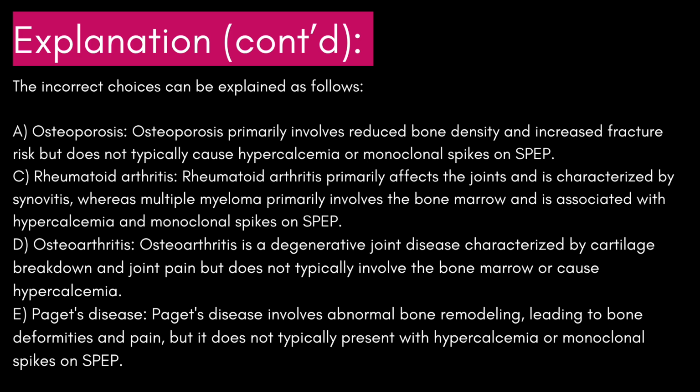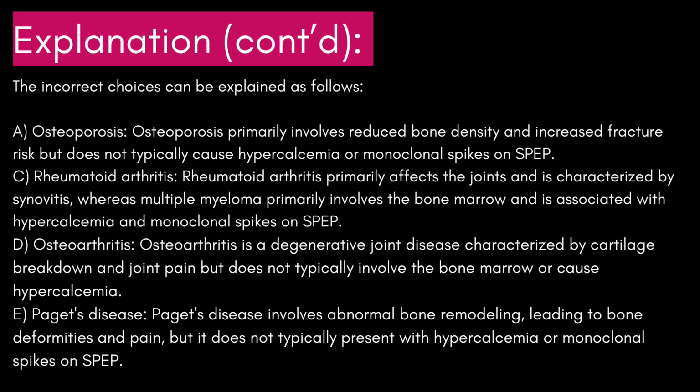C. Rheumatoid arthritis. Rheumatoid arthritis primarily affects the joints and is characterized by synovitis, whereas multiple myeloma primarily involves the bone marrow and is associated with hypercalcemia and monoclonal spikes on serum protein electrophoresis.